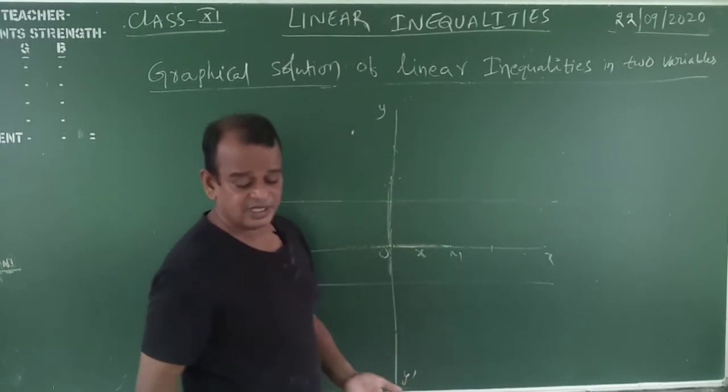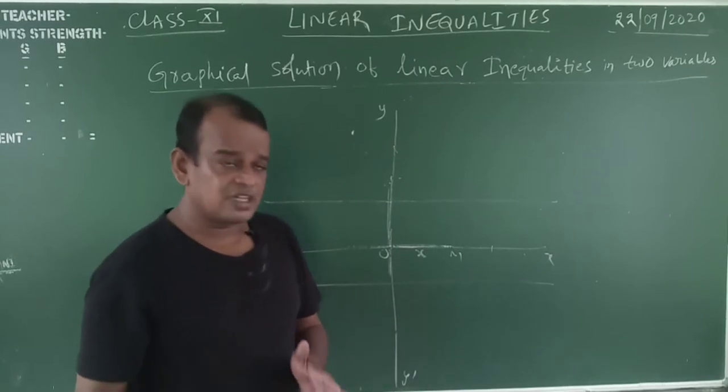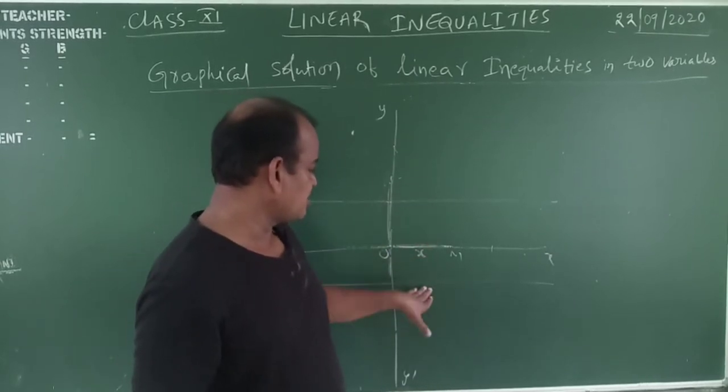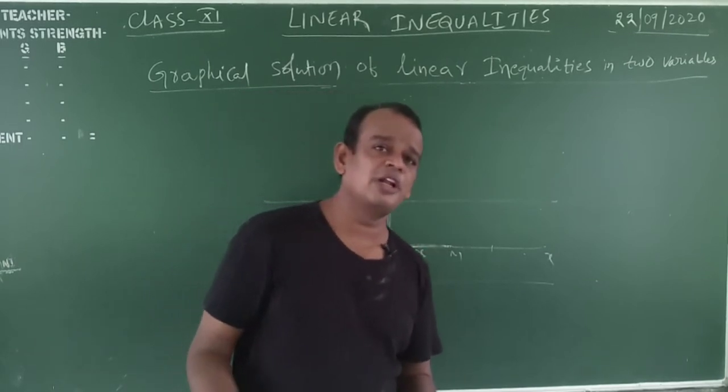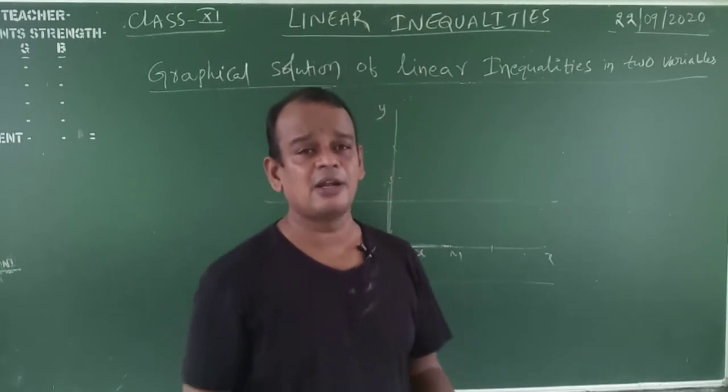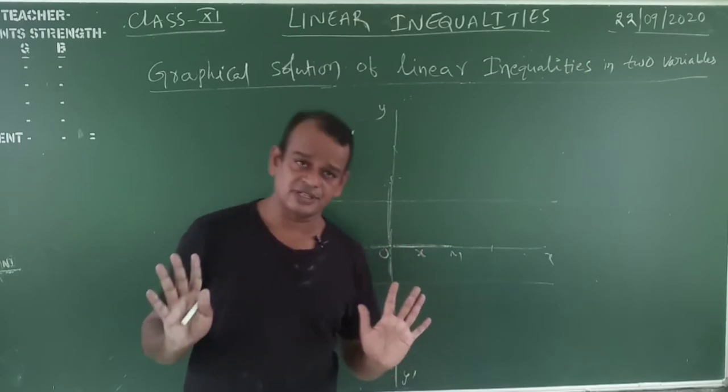So, what is the concept going on here? The equation of the horizontal line. This is horizontal, and this is also a horizontal line. A horizontal line means parallel to the x axis. How many lines are parallel to the x axis? Infinite lines parallel to the x axis. Okay, my dear students.